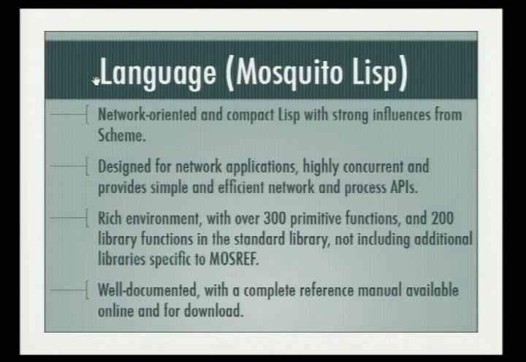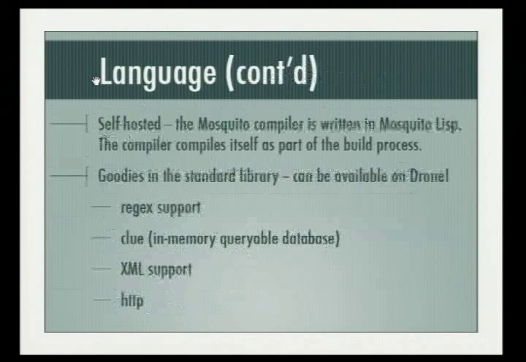We are well documented, or at least I like to think so. We have a complete reference manual for the functions that we have. How many programming languages can claim that? The language is sufficiently developed that we wrote the compiler in it. The Mosquito compiler is written in Mosquito Lisp. The compiler compiles itself as part of the build process.